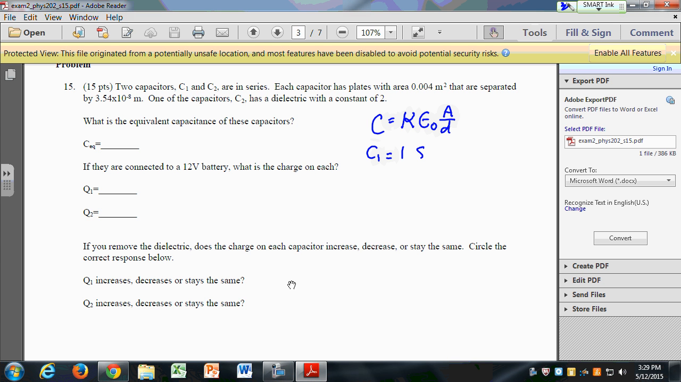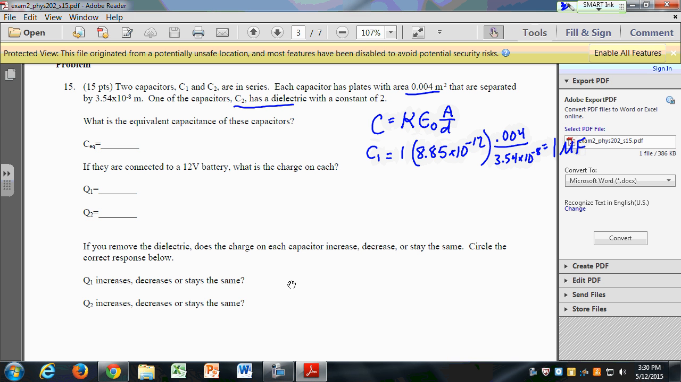Epsilon naught is 8.85 times 10 to the minus 12. That's on your equation sheet. A is given, 0.004. And D was given, 3.54 times 10 to the minus 8. I think that was really even numbers. Anybody know what it is? 1 times 10 to the minus 6 is what I got. Okay, so 1 microfarad. Yeah, that looks about right. So that's C1.